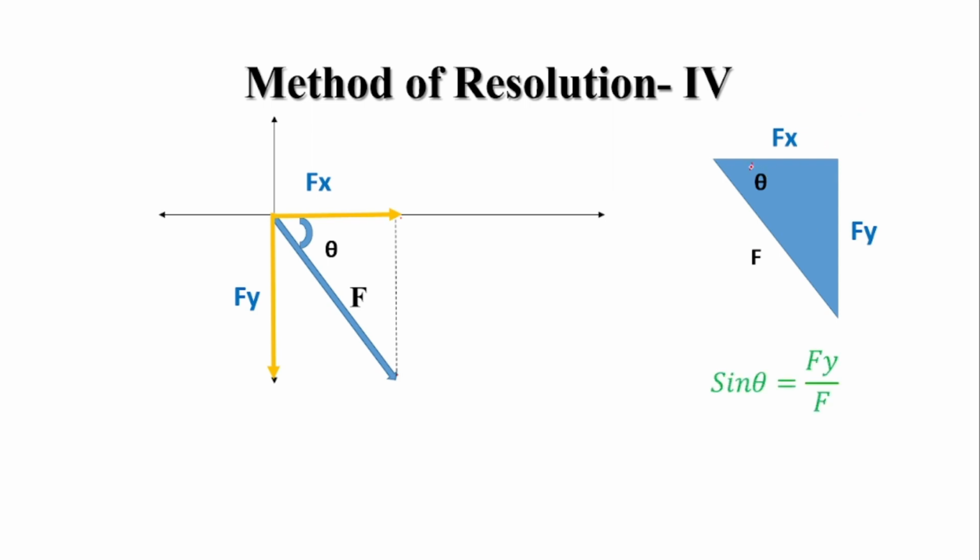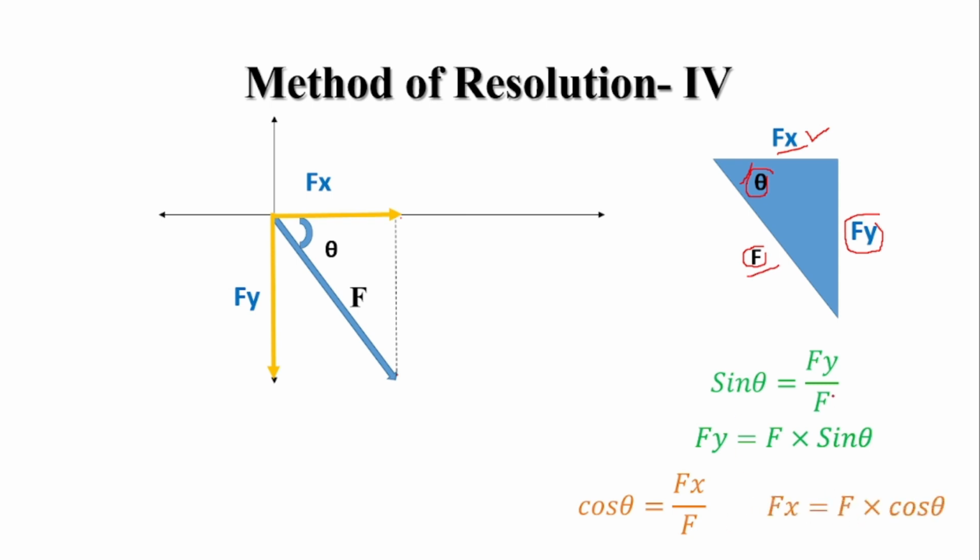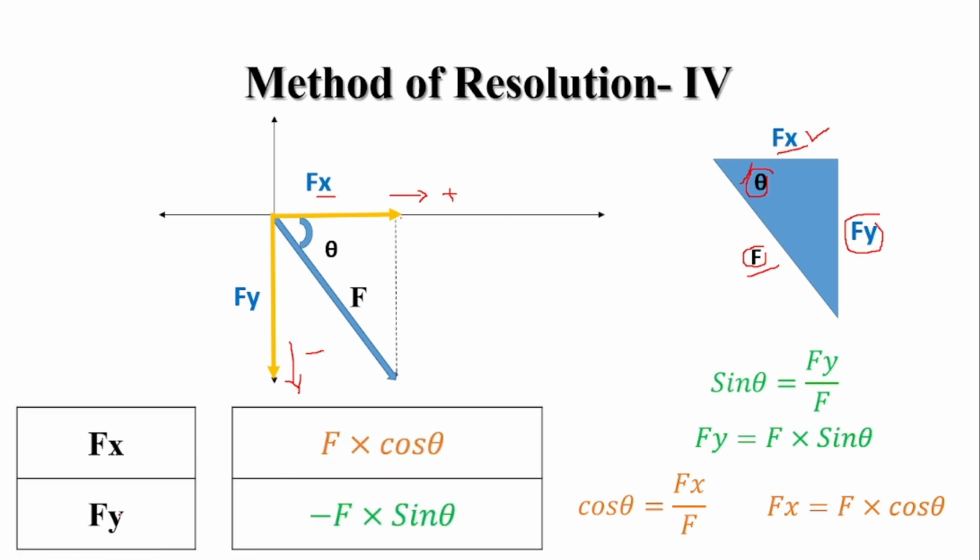Now for this included angle, the opposite side is fy and the hypotenuse is f. So sine theta is equal to fy divided by f. So fy is equal to f sine theta. Same way for this theta, the adjacent side is fx. So we can write cos theta is equal to fx divided by hypotenuse. So fx is equal to f cos theta. So in this way we have calculated the values of fy and fx for the fourth quadrant. Now think about the sign. Fx is towards the right, so it is positive, but fy is downward, so it is minus, right? So we can write the value of fx as f cos theta and fy is equal to minus f sin theta.